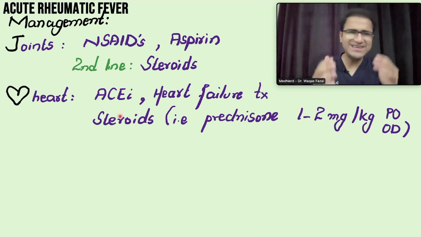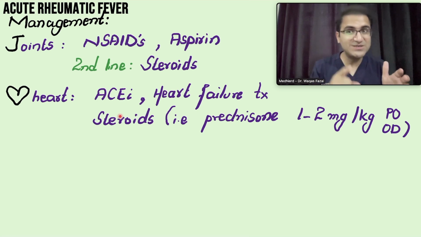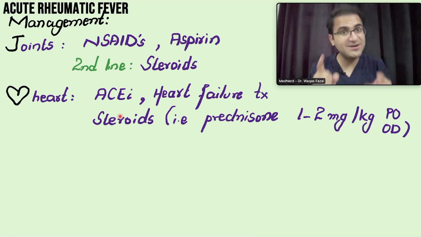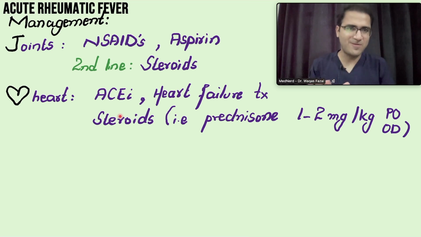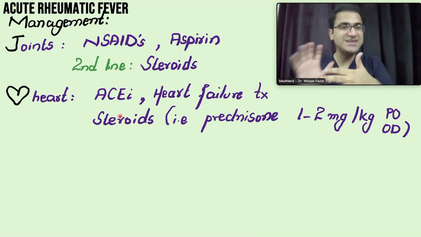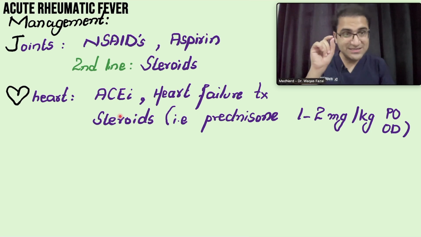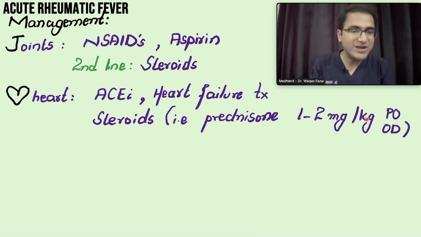Now you would be thinking, why are we using steroids again and again? Even in heart failure management secondary to acute rheumatic fever, steroids play a role. Normally in heart failure management, steroids have no role. But this heart failure is due to immune response against the heart tissue. Therefore, in this type of heart failure due to acute rheumatic fever, steroids play an important role. Prednisolone 1 to 2 mg per kg orally OD is given.